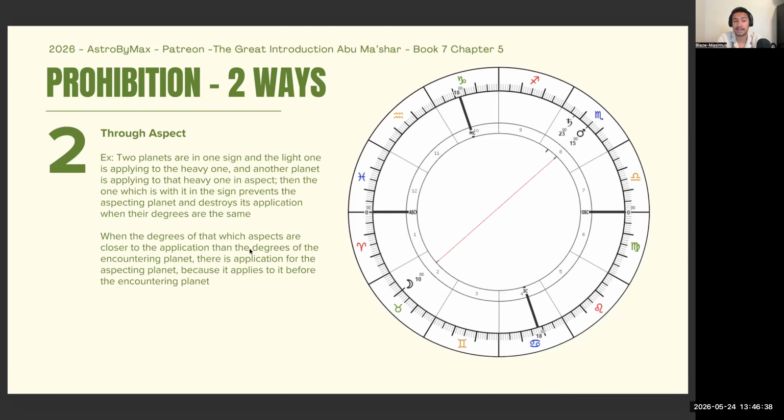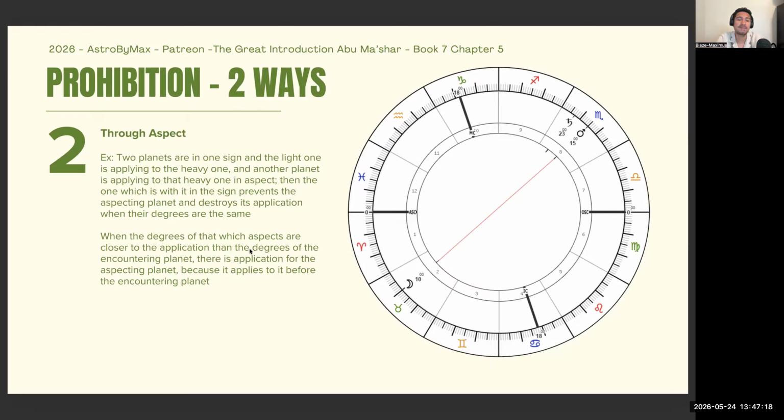And then the second one is through aspect. So prohibition through aspect is when two planets are in one sign and the light one is applying to the heavy one. So this is two planets, Mars and Saturn. Mars is applying to Saturn. And another planet is applying to the heavy one in aspect. And then the one which is with it in the sign prevents the aspect and destroys its application when their degrees are the same. So because Mars is also applying to Saturn, because they are in the same sign here, the moon is blocked from connecting with Saturn because of Mars's connection. And so Mars would be prohibiting the moon's connection with Saturn here.